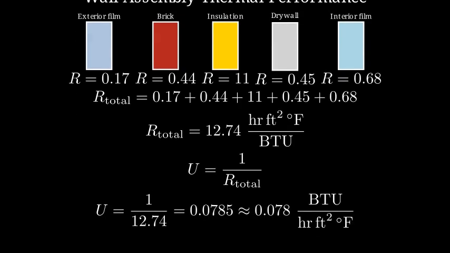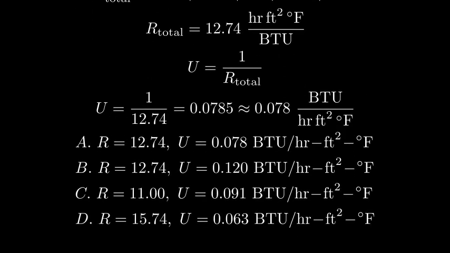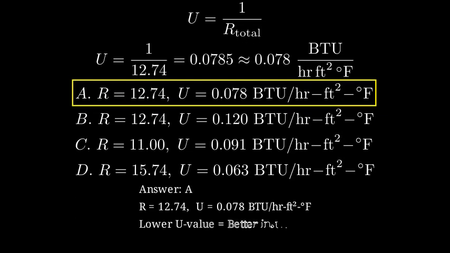Let's review the multiple choice options. Which one matches our results? The correct answer is option A. Therefore, the total R value is 12.74, and the U value is 0.078. Remember, a lower U value means better insulation performance.